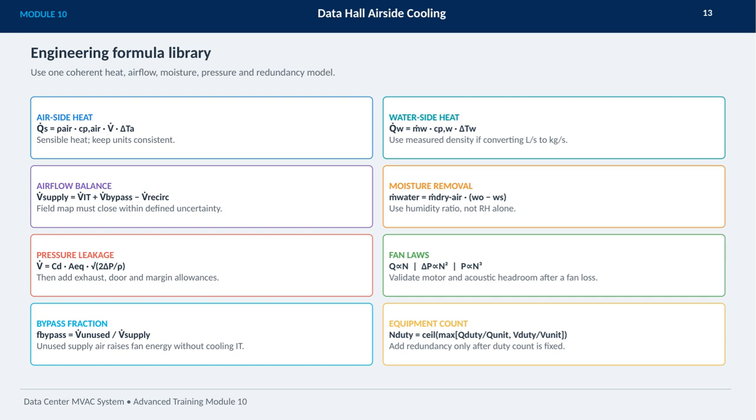The bypass fraction measures unused supply air, and that unused air wastes energy without cooling the IT equipment. Lastly, equipment count is determined by taking the ceiling of the maximum duty relative to unit capacity, and redundancy is added only after this count is fixed. This comprehensive approach helps us ensure efficient and reliable cooling performance in data centers.